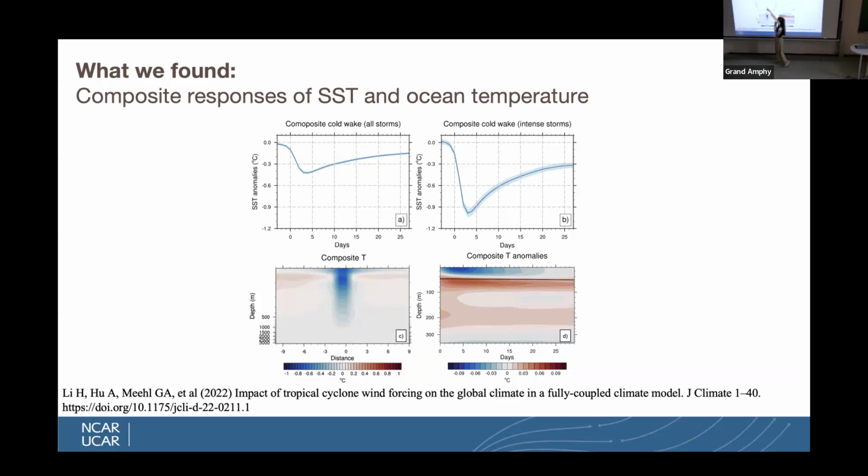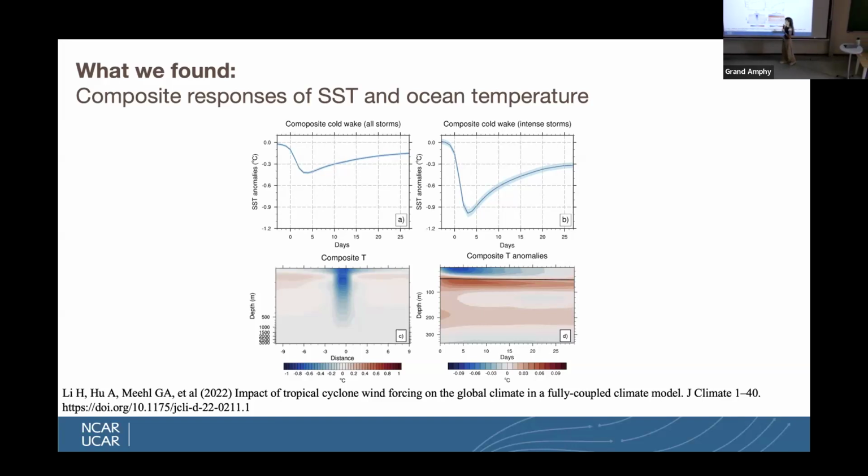We find that after the TC hits the location, you have a cooling that maximizes on day 3. This is for all tropical cyclones. These are for intense tropical cyclones only. And this response is consistent with ship observations and satellite observations. So we know that even at 1 degree, the model can kind of capture these changes in the sea surface temperature following the TCs.